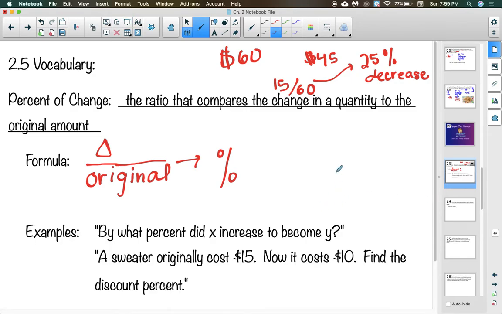Okay, so some quick examples here of what these problems might look like. You might see something like, hey, by what percent did X increase to become Y? And obviously there's not a lot of context with that because I just put X's and Y's in there, but that's what the problems will ask us. By what percent did this increase? Or it could look more like the one that I talked about here at Kohl's. A sweater originally cost $15, now it costs $10. Find the discount percent. So find the percent that we discounted the price by.